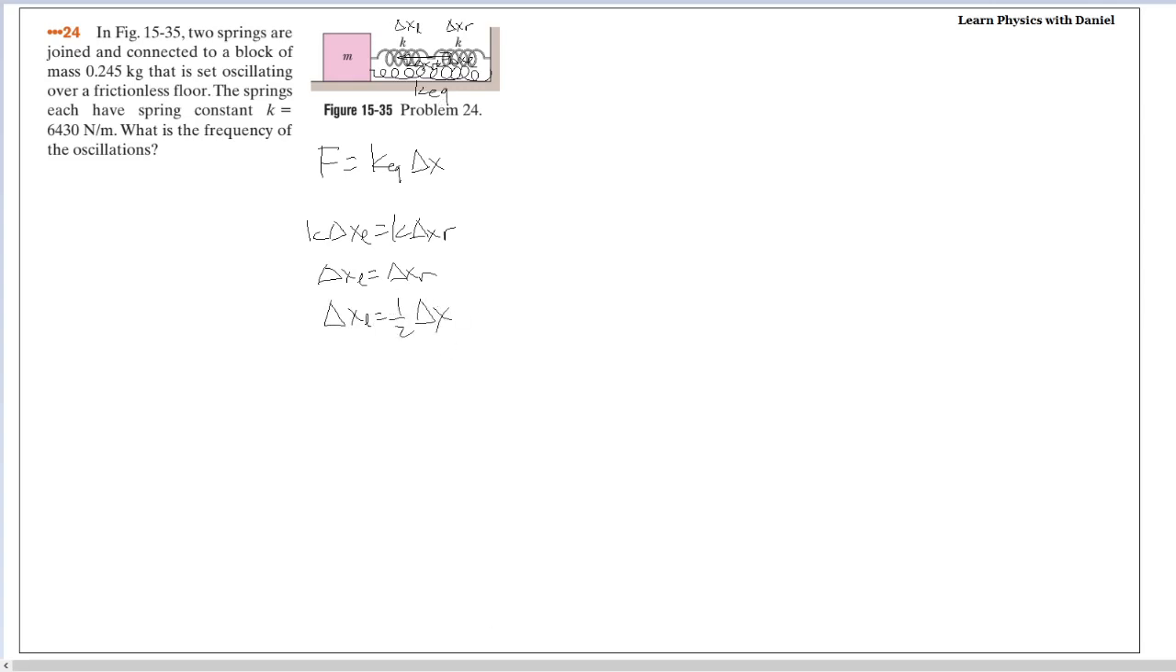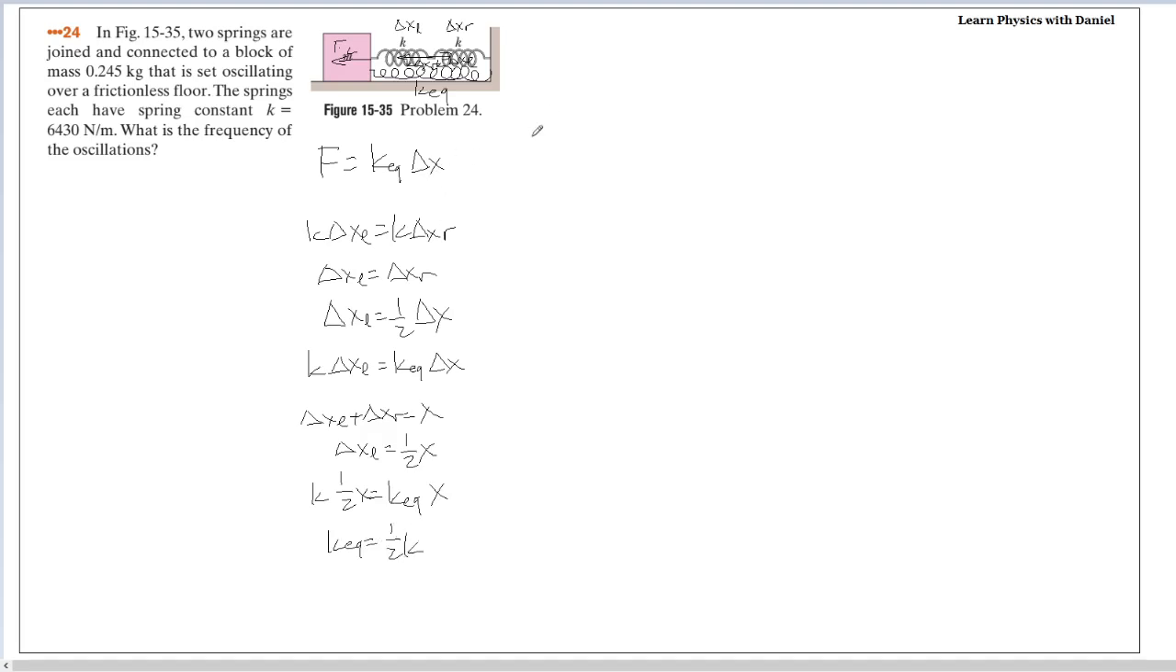Then we see that the right spring doesn't exert a force on the block. It is the left spring that exerts a force on the block, and it exerts a force K times delta xl, which is equal to K equivalent times delta x. And we see that delta xl plus delta xr equals delta x. Because these are equal, delta xl should be equal to half delta x. So K times half delta x equals K equivalent times delta x, to find that K equivalent is half K.